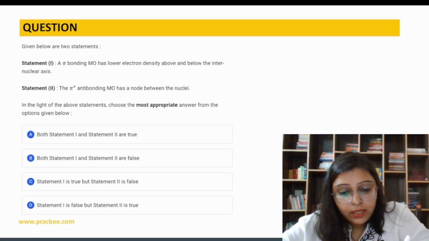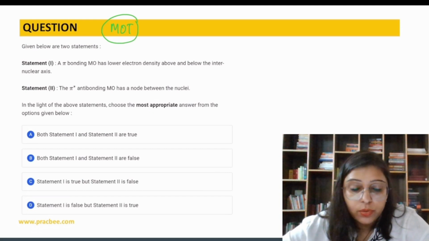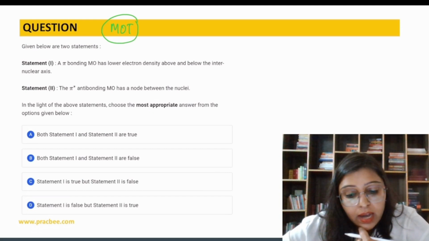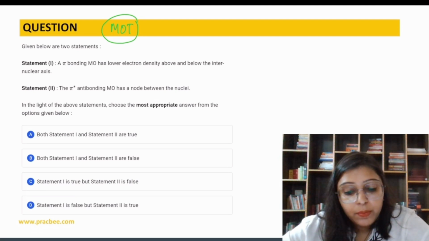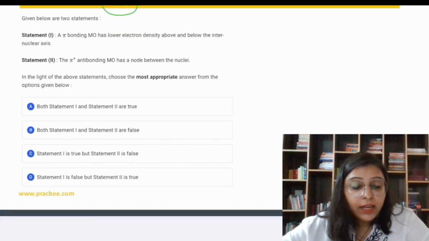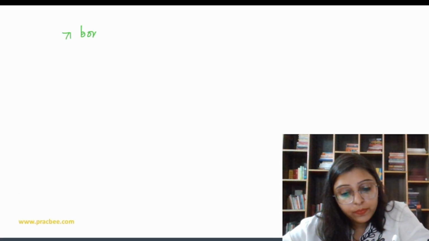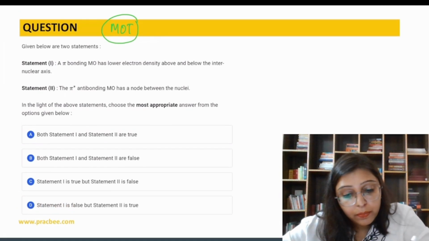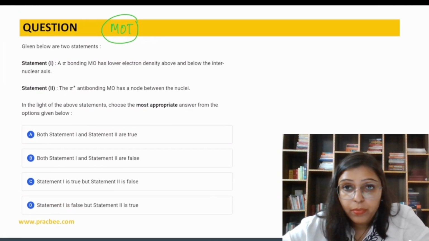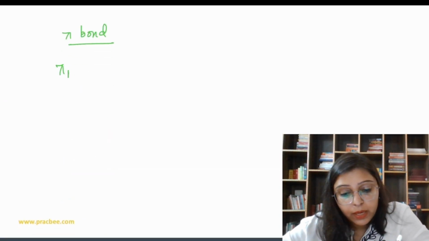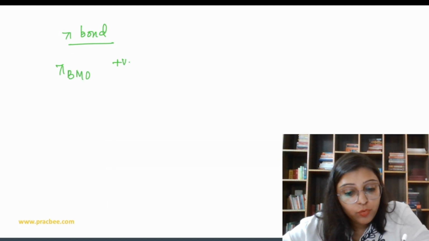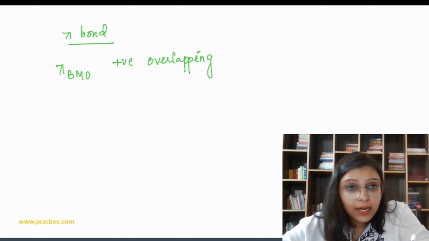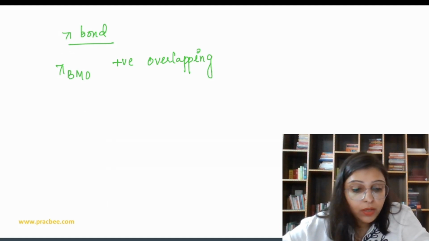Okay, this is a question of MOT, molecular orbital theory. So what is the question? A pi bonding MO has lower electron density above and below the internuclear axis. It means we have to form a pi bond, and pi bonding MO, that is pi BMO. It means we have to do what? Positive overlapping. So let's understand this by taking the example of PP overlapping.